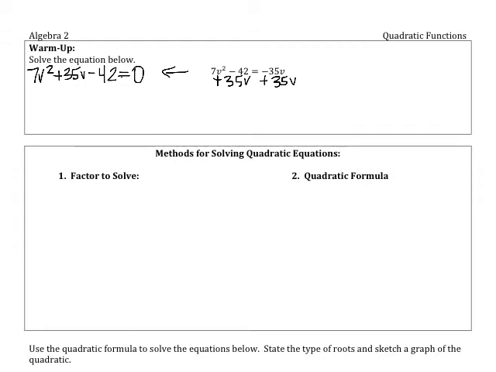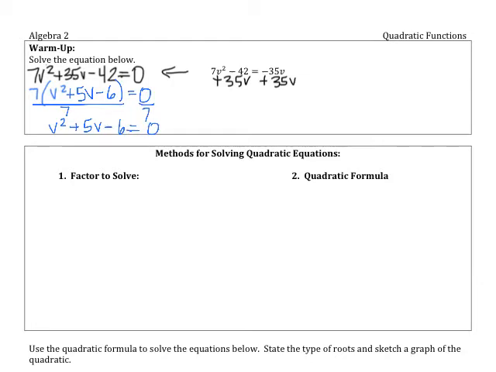Remember that the first step of factoring is to look for a GCF. So I can factor out the GCF of 7, and I'm left with v squared plus 5v minus 6 equals 0. Since I'm solving in this problem, I can go ahead and divide the 7 out. So then I'm left with v squared plus 5v minus 6 equals 0.